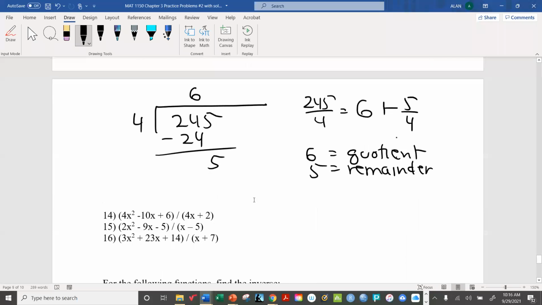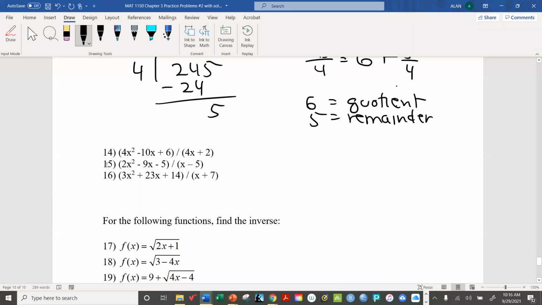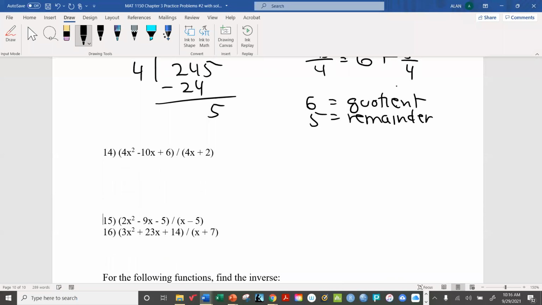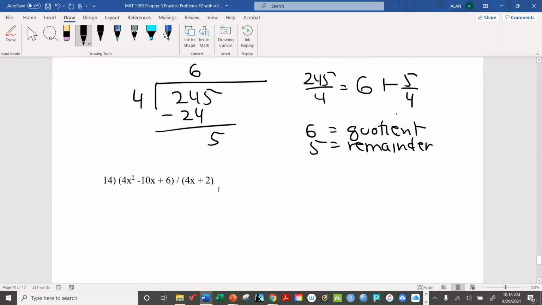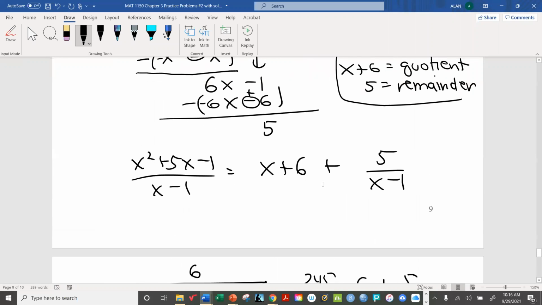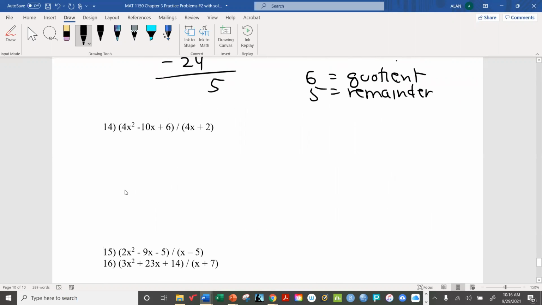So you can double check whenever you have a situation like this. So let's try this one. You have, and by the way, you can always double check if you're not sure. Like for example, here, if you multiply on the right-hand side by x minus 1, you should end up with x squared plus 5x minus 1. But anyway, let's do this one.